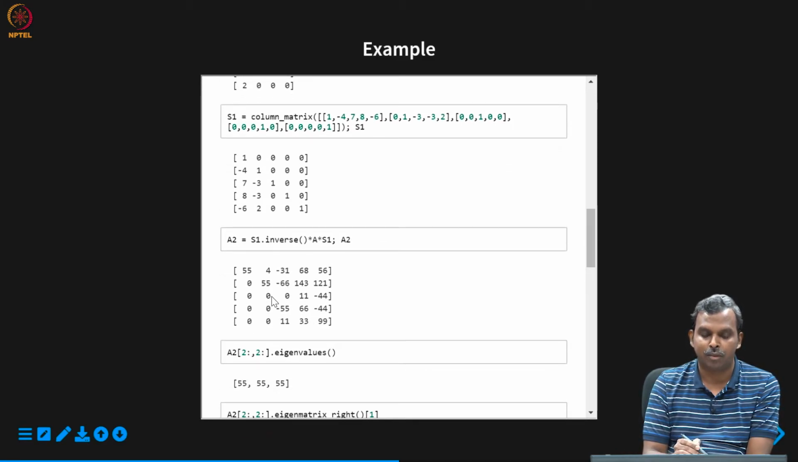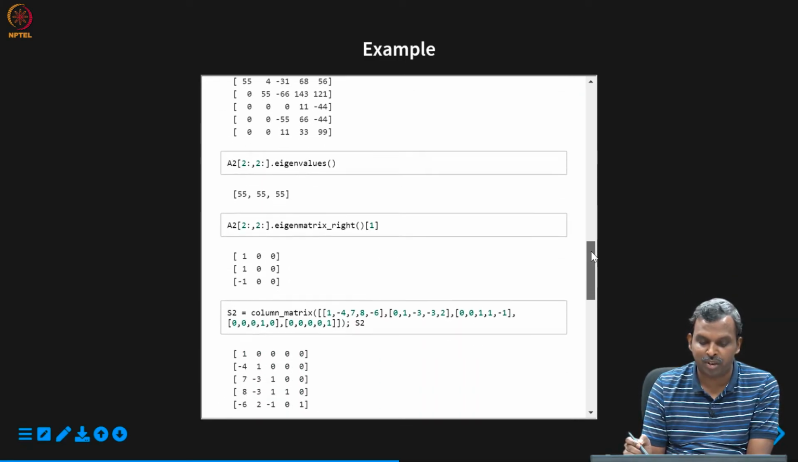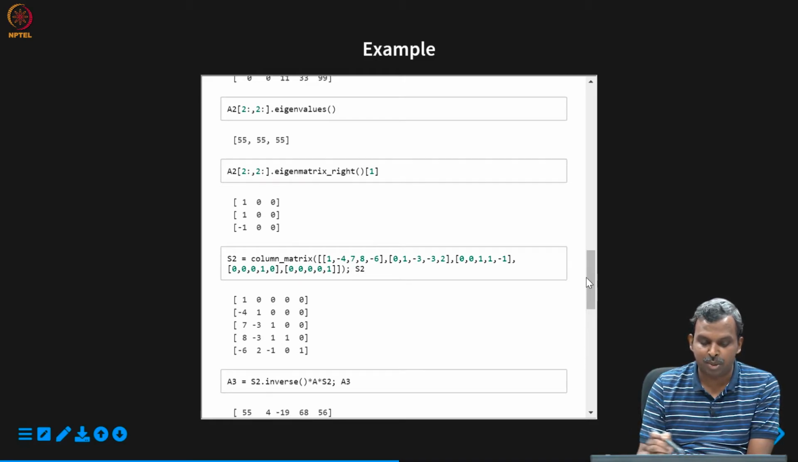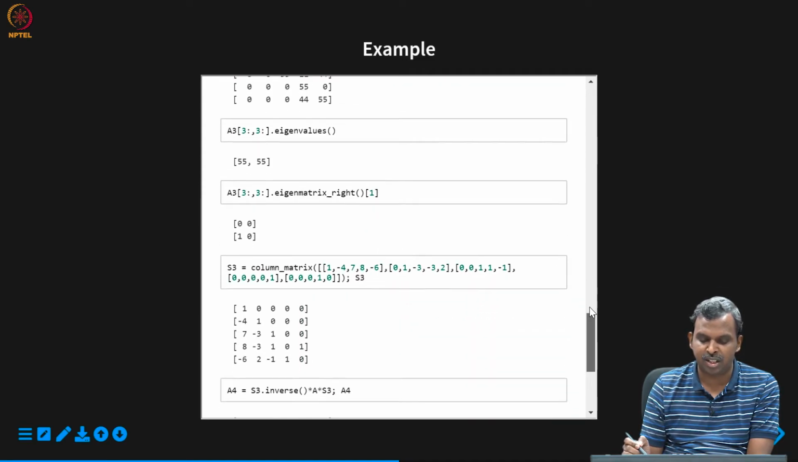And notice what has happened. I've got my 55 here, and below that is all zeros. Is that clear? Now I repeat. I've pivoted down to here. There's no problem with the pivot being 0 here, because this is not like an elementary row operation. I have to take this matrix, A2 of 2 colon, 2 colon, that is that matrix. You can see the eigenvalues 55, 55, 55, and then you can find its eigenvector, it's 1, 1, minus 1. Then I form my change of basis, which is 1, minus 4, 7, 8, minus 6, 1, minus 3, and then 0, 0, 1, 1, minus 1. Then I have the usual extension, and then I do S2 and I get this. Again, I keep repeating. Just the extension here you have to pay attention to.